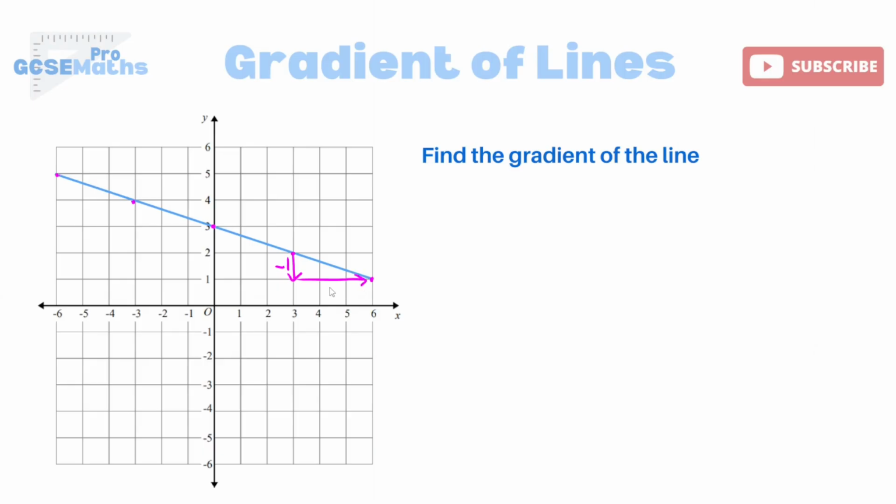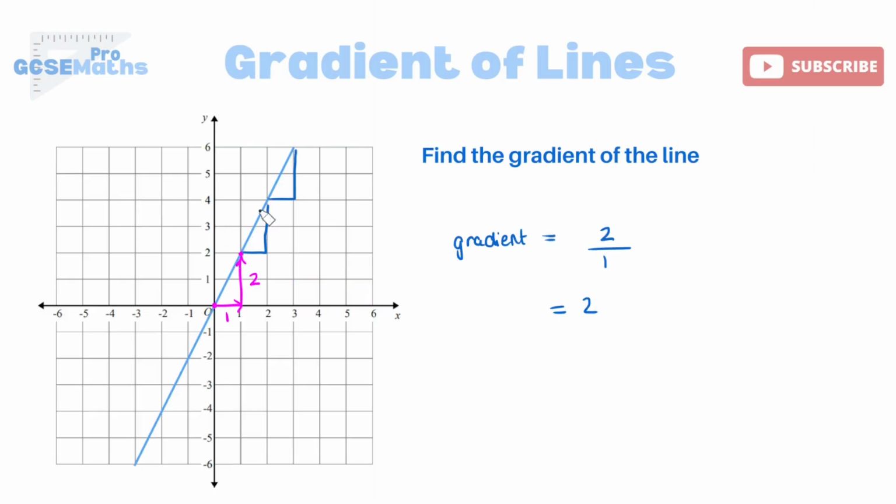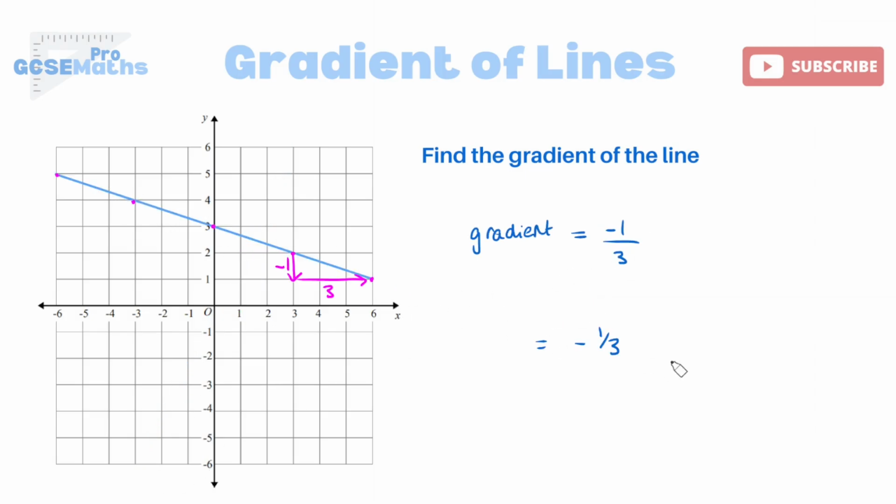My run is going across by 3. That gives my gradient to be, change in y is actually -1, isn't it? Change in x is 3. In other words, -1/3, isn't it? The gradient is -1/3. So this one you can see is shallower, isn't it? Compared to the other one, this one is very steep, so it's 2. This one is a shallower gradient, so it's 1/3. But also it's going down, so that means it's negative as well.